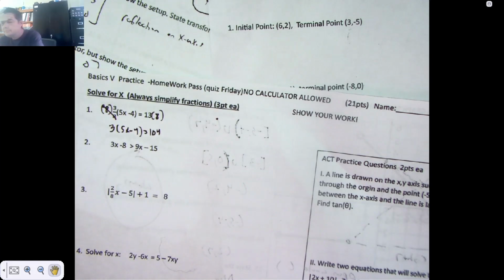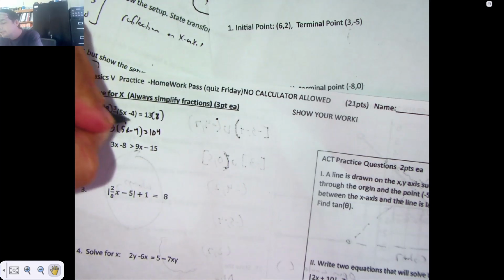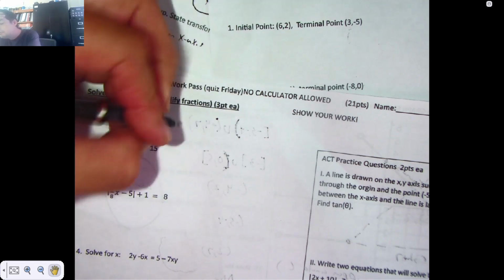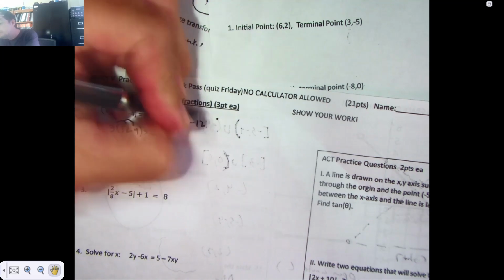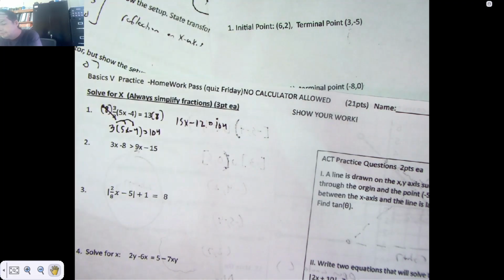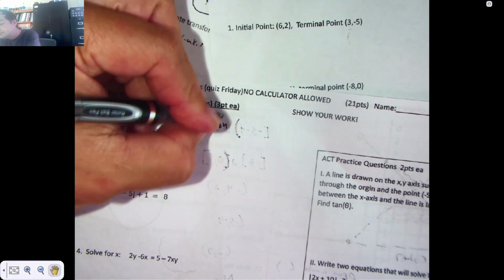Not that bad, really. And then we distribute the 3 in. 3 times 5 is 15x, because there's an x. 3 times 4 is negative 12. And we're equal to 104. We're going to add 12 to the other side.